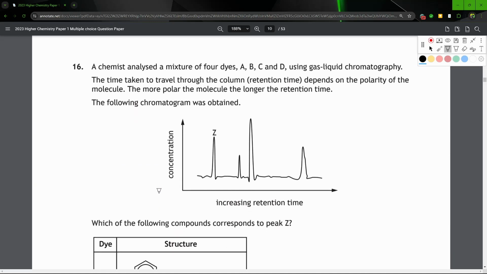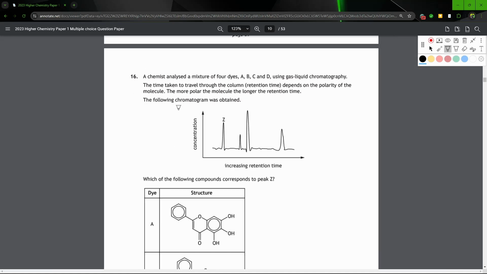16. A chemist analysed a mixture of 4 dyes, A, B, C, and D, using gas-liquid chromatography. The time taken to travel through the column, retention time, depends on the polarity of the molecule. The more polar the molecule is, the longer the retention time. The following chromatogram was obtained. Which of the following compounds corresponds to peak Z?